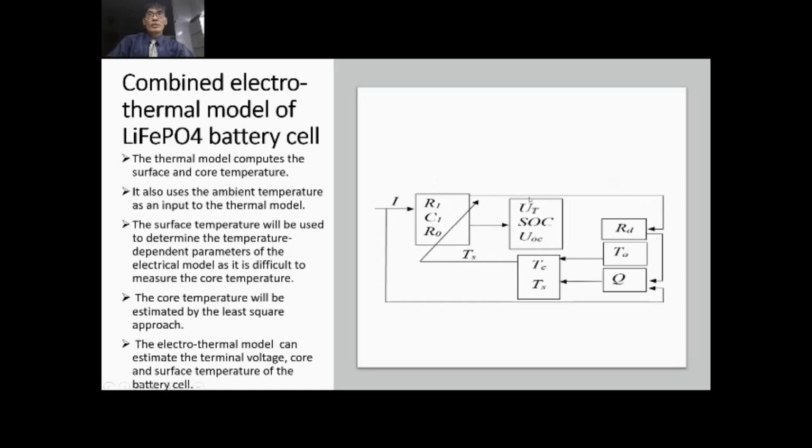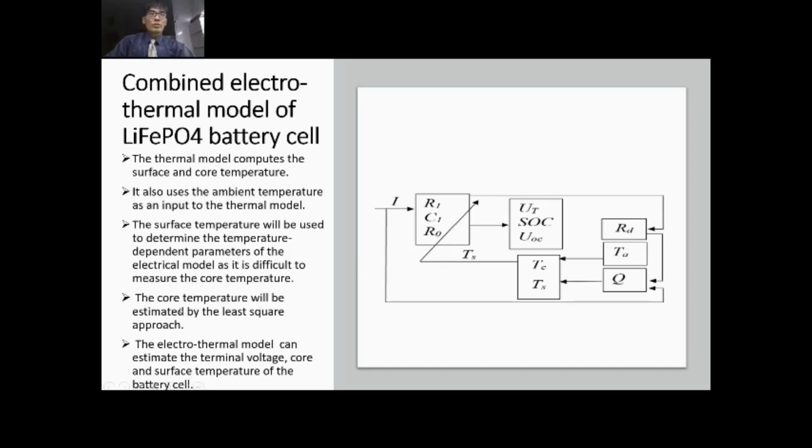as it's difficult to measure the core temperatures. The core temperature is quite difficult to measure if you try to unroll the jelly roll. You will find that you need to put some sensor into it, and then you have to roll it back, so there will be some skill involved. At the same time, it also will affect the properties of the battery cell. So we just assume that the core is quite similar to the surface.